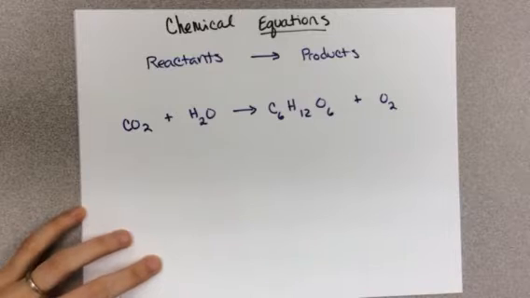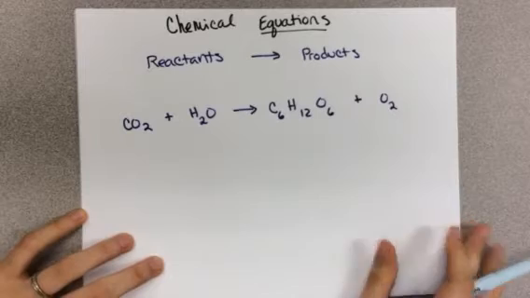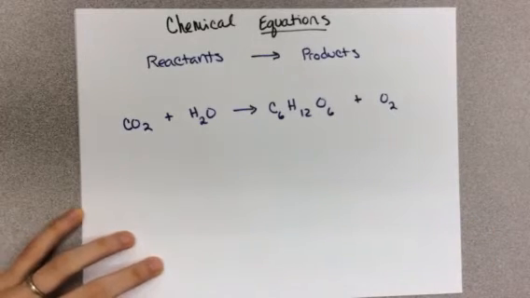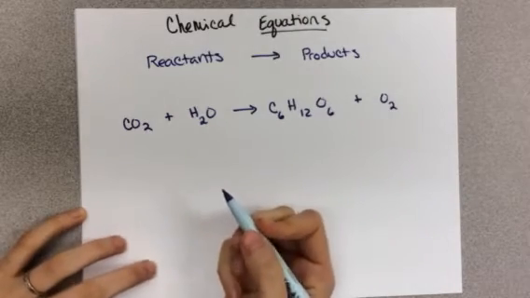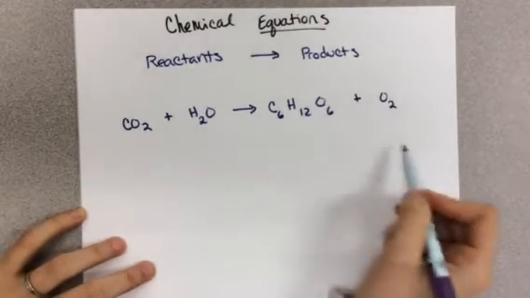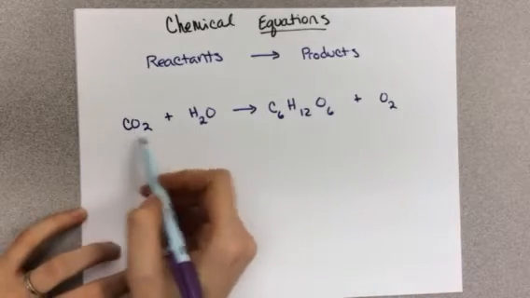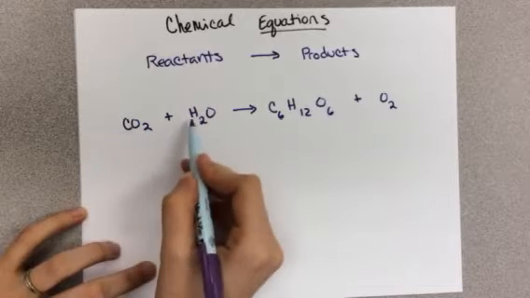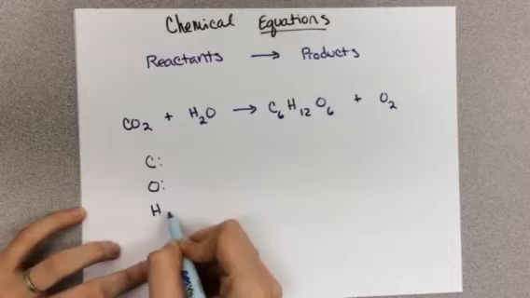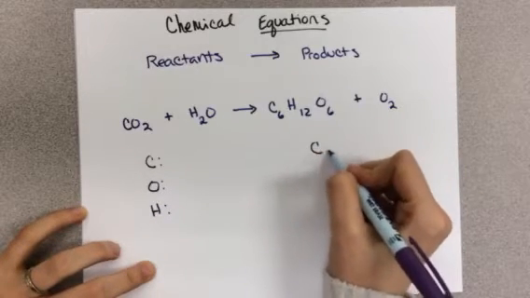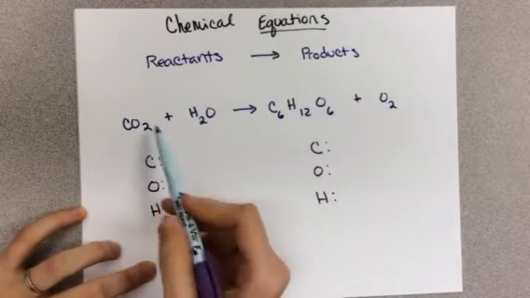Now, there's a couple of ways to balance a chemical equation, which is what we're about to do. And I think the easiest one for students to use as they're getting used to the process is the inventory method, where on each side you're going to count up how many of each element you have. So first of all, we've got carbons, oxygens, and hydrogens. And you have the same thing on the product side, carbons, oxygens, and hydrogens. And we're going to count them up.